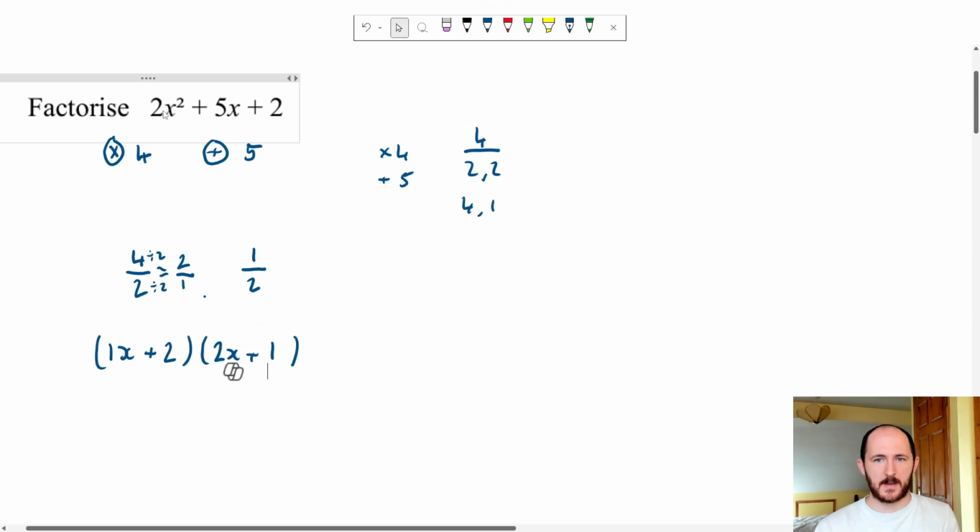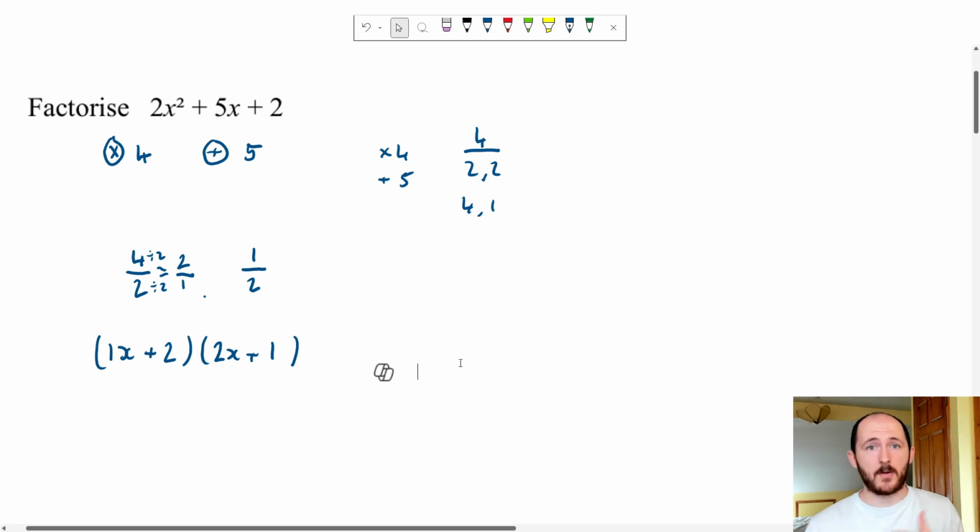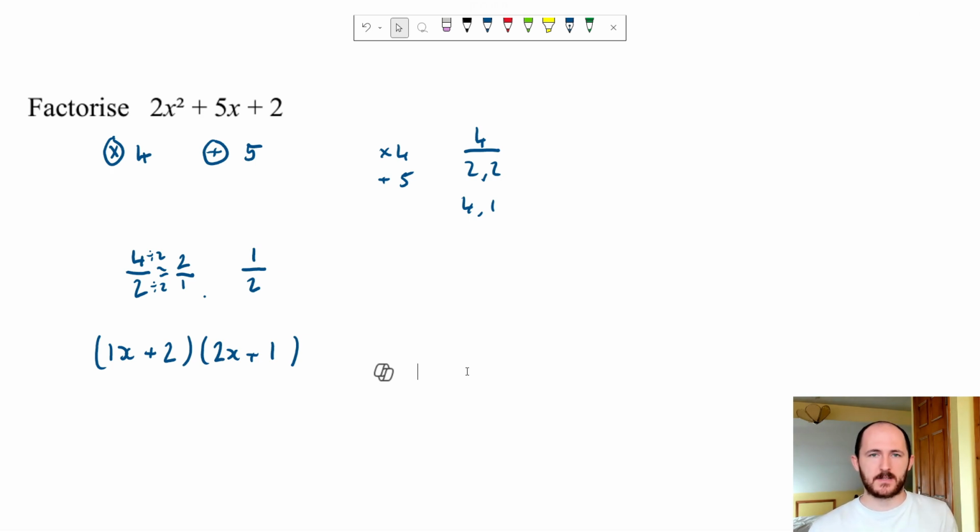And if you notice, when you expand this, you will get the right answer. 1x times 2x is 2x squared. Then you're going to have 4x plus x, 5x, 2 times 1 is 2. So it works. To prove it, I'm going to go through a few other examples just so you can practice. At any point, I would recommend that you pause the video and try and do it yourself. So let me go through one more example, then try and do the next ones by yourself. But I'm just going to keep going.